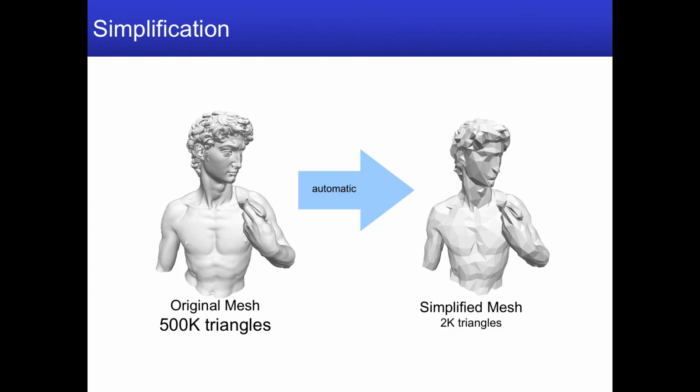There is much more than that. What is also interesting to you, maybe, is simplification, which is called quadric edge collapse decimation. You can actually reduce the number of triangles of the mesh, trying to keep as much accuracy as possible. And of course, this is automatic.